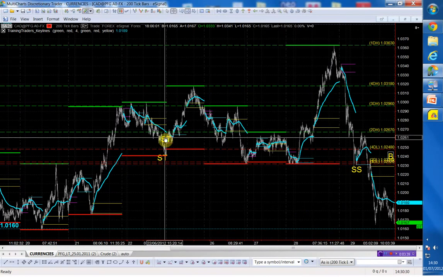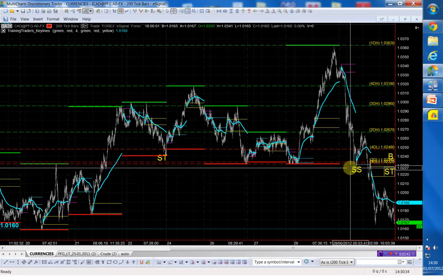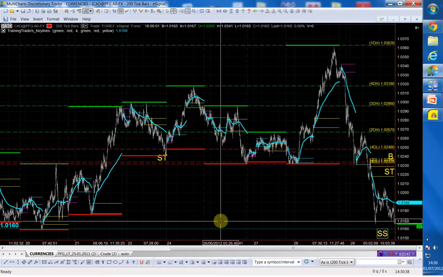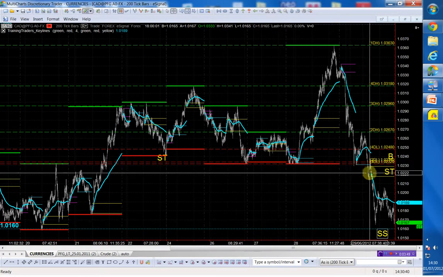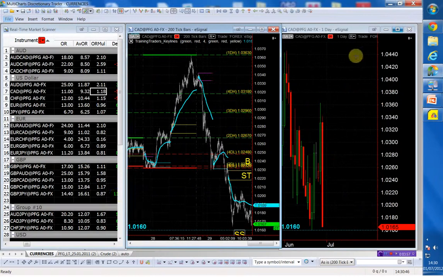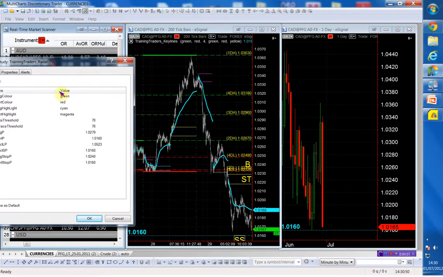102.35. Your stop is going to be below. You're just going to give it a very tight stop. So you're going to put your stop. You're not going to give it too much room, about 20 pips. So our buying point is going to be above 102.35.